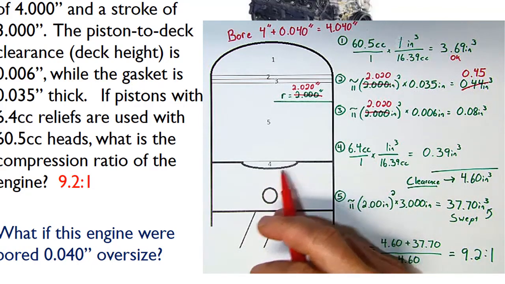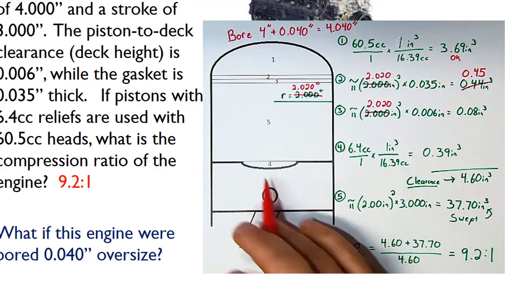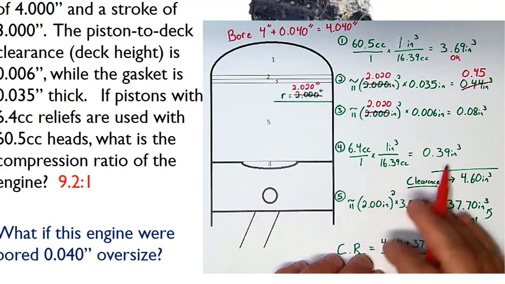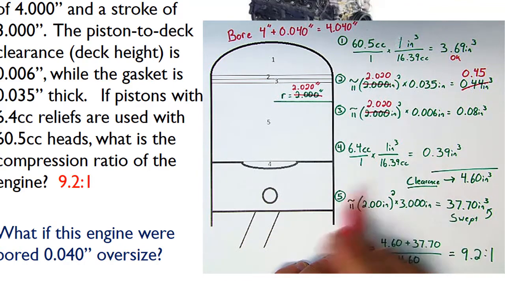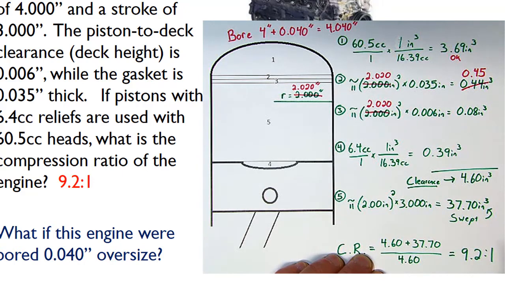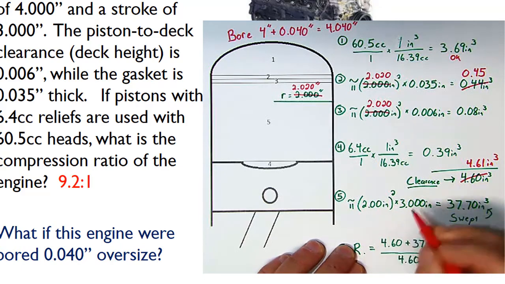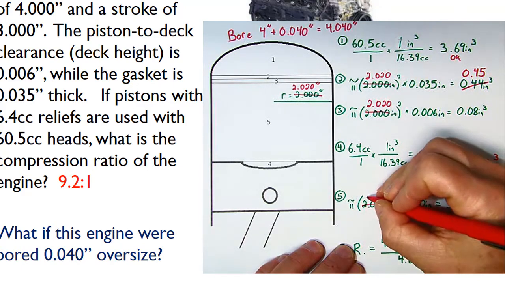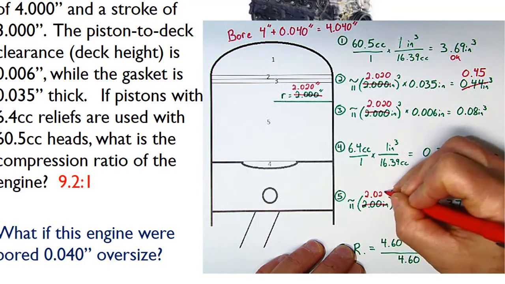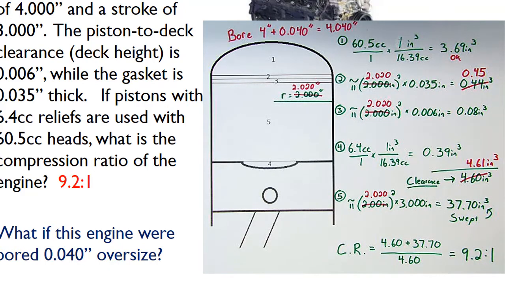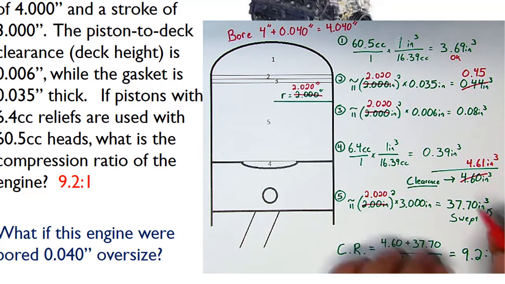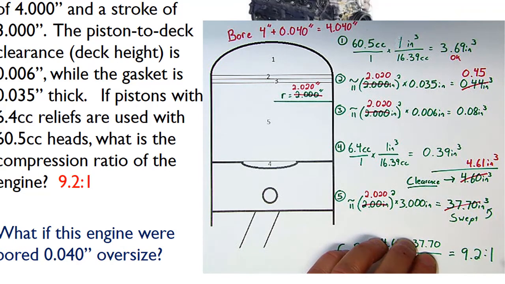And our piston relief doesn't change. Now we might swap out different pistons, but if our relief volume doesn't change, changing the bore won't automatically change that. And so that means that our clearance volume changes from 4.60 to 4.61. Not much change there. The big change comes in our swept volume. If we change the swept volume by overboring it, that's going to have a pretty big impact. Our new swept volume, it's no longer 37.70, it's 38.46.